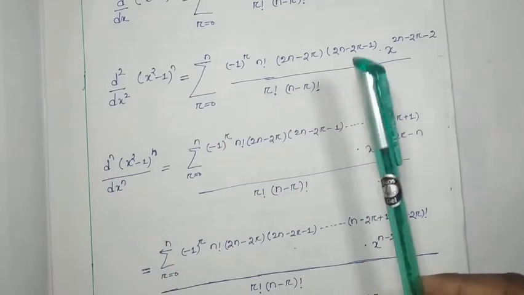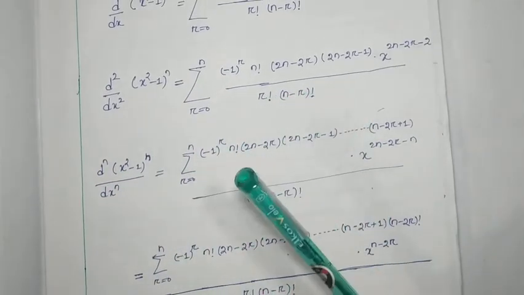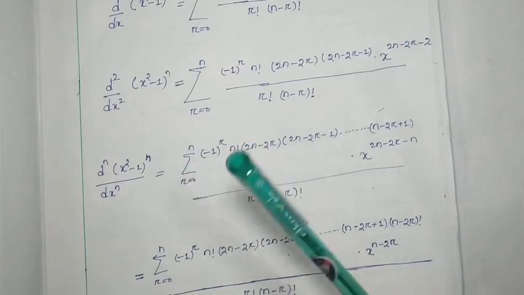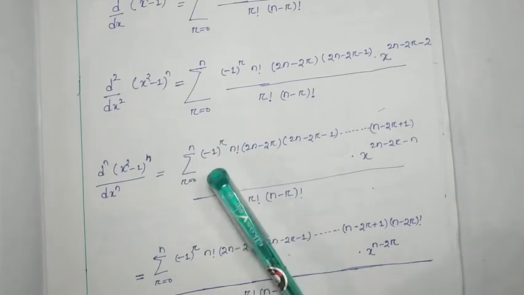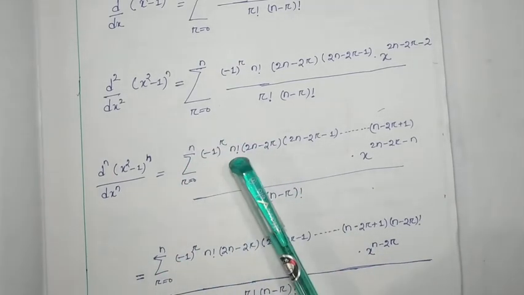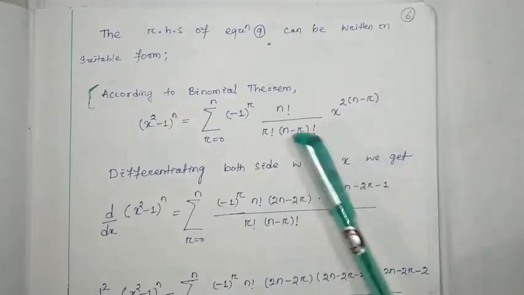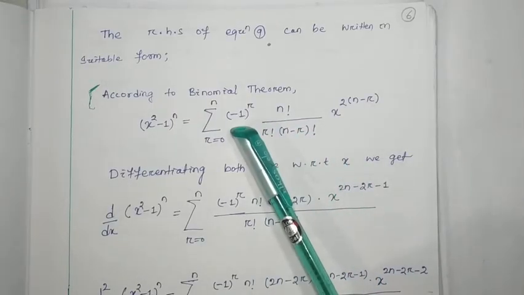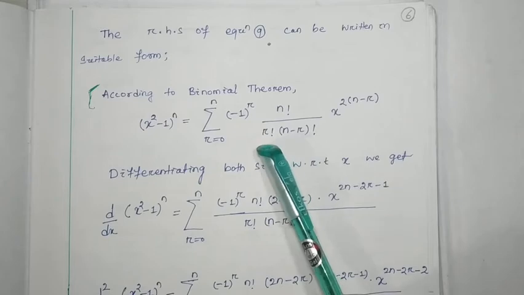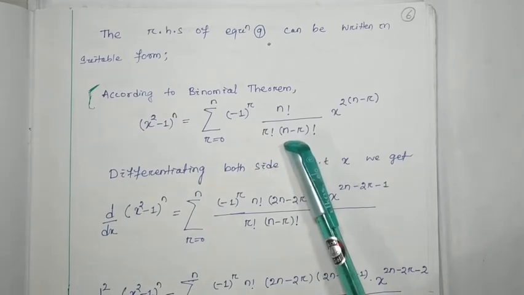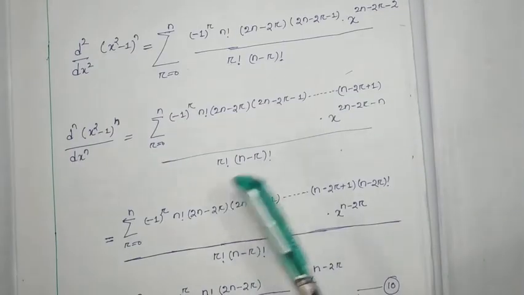then how much will it be? The first terms remain and should have to be there. Minus 1 to the power r, n factorial divided by r factorial into n minus r factorial should be there first.